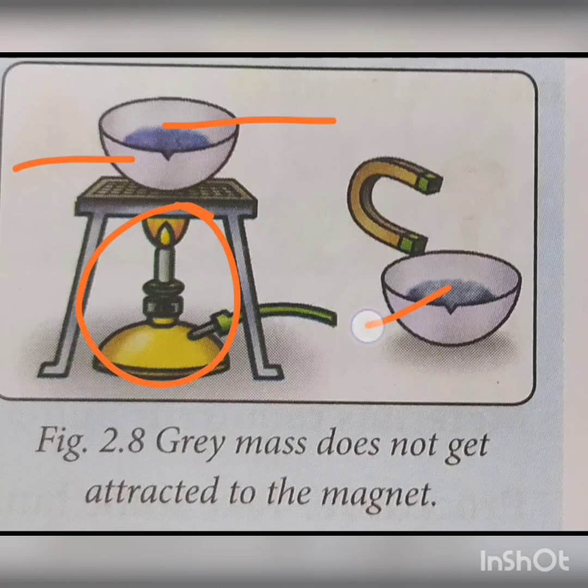Let it cool for some time. Now bring the magnet bar near the grey mass. We will observe that the grey mass does not get attracted to the magnet. This grey mass is a new compound called iron sulfide. On heating the mixture, iron filings and sulfur powder lose their properties and a new compound is formed having new properties, which is iron sulfide. Thus, it is a chemical change.